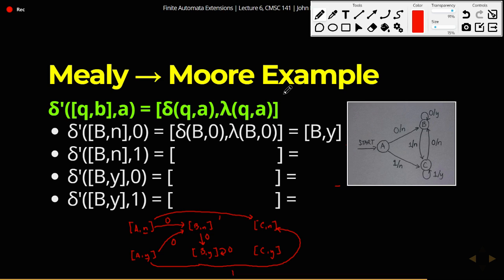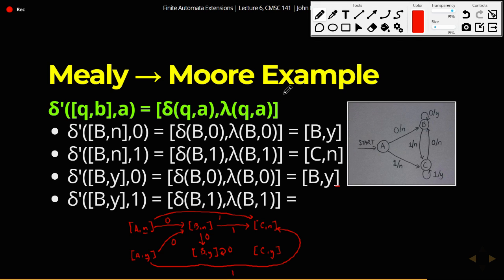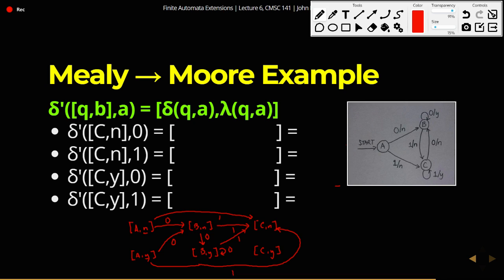Okay. Now for BN on 1, so B on 1 will go to C, and it will output N here. So that would be CN. So it will go to CN on a 1. And the same thing, BY will also go to CN on 1. Okay? And finally, last na lang ang CN.